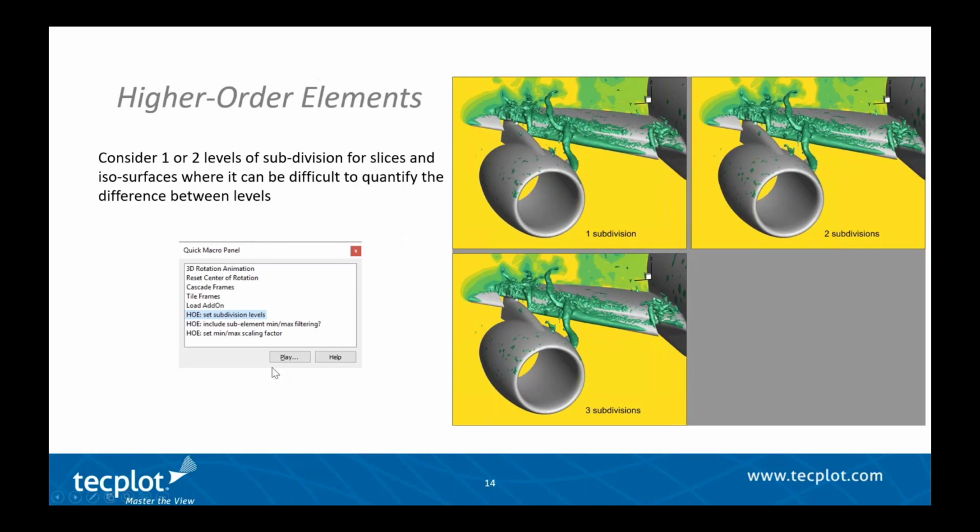And just to point out, like I said, this is a technology preview. We haven't built a full user interface for adjusting some of the settings. So this is adjusting the number of levels of subdivision, and a couple of other fields are available in the quick macro panel, and we'll show you how to use that.